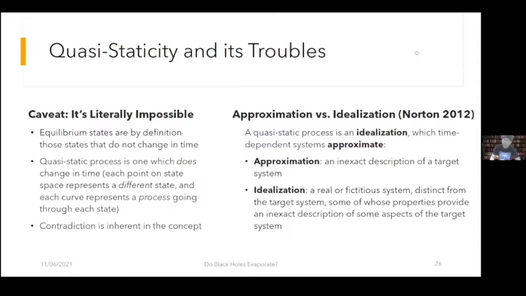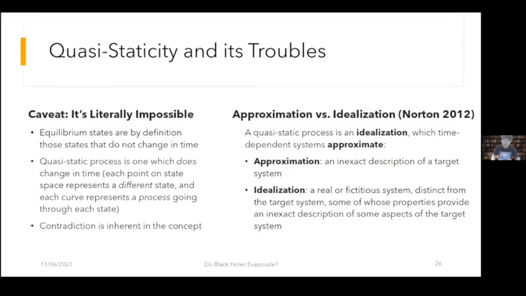So how do we deal with that? Obviously, we use quasi-staticity in our thermodynamics. We can't just say it doesn't work, let's give up all of it. So the question is what parts work and what doesn't. Norton proposed a schema for thinking about the difference between approximation and idealization. In this schema, we can see that a quasi-static process is an idealization, which time-dependent systems approximate but never exactly get described by. And that's good because the process is impossible. It's not possible to realize a quasi-static process, literally speaking.